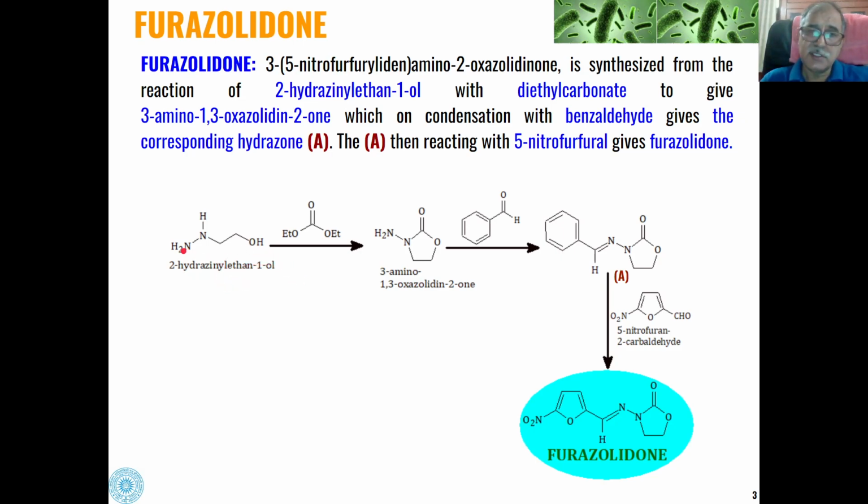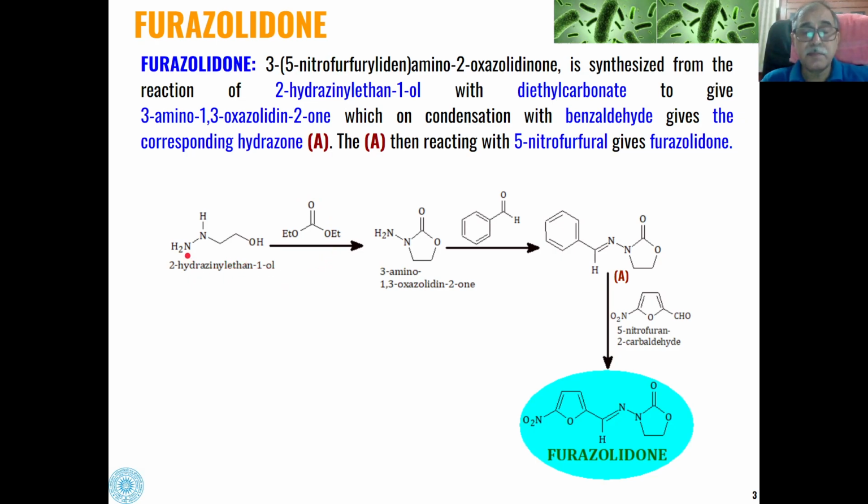So you can see that this starting material has a hydroxyl functional group as well as a hydrazine functional group. When this is reacted with diethyl carbonate, what will happen? This hydroxyl group will act as a nucleophile and attack the electrophilic carbonyl group with the elimination of ethoxy from here, H from here. So ethanol is removed with the formation of an ester linkage between the starting material and diethyl carbonate.